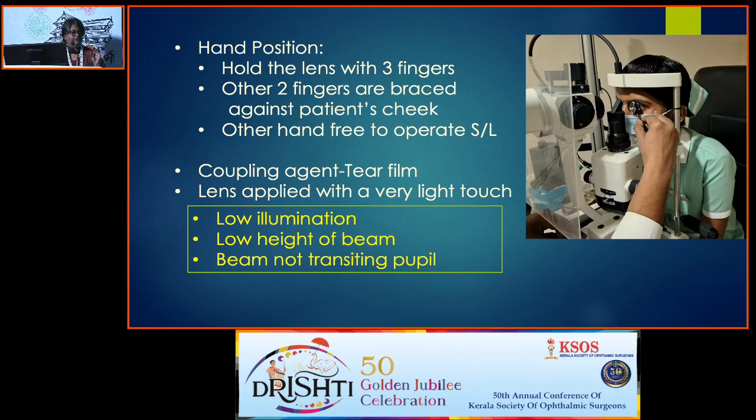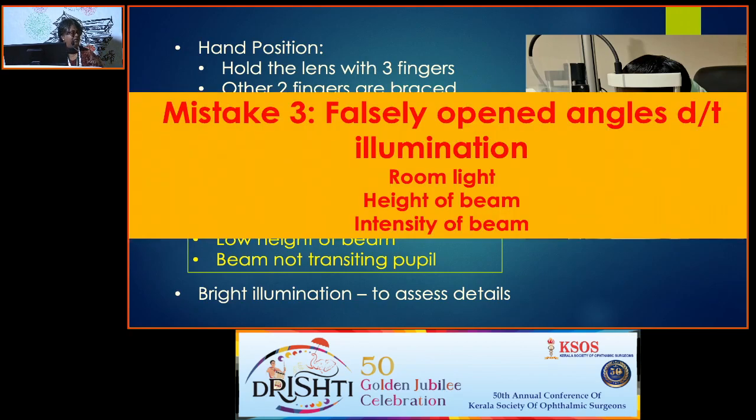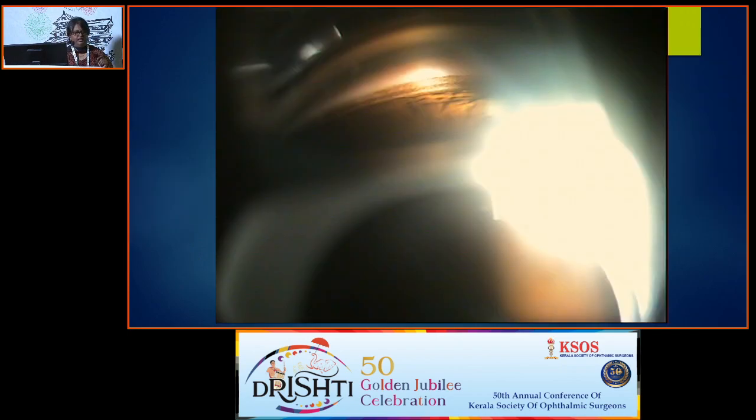Initially you have to use the lowest illumination, the lowest height of the beam that is possible. And when we transit, you can simultaneously look at the 4 angles. You don't have to rotate the gonio lens. When you are transiting, don't go through the pupil, go through the sides, so that you don't accidentally open up the angles. After that, you can use a brighter illumination to see the details in the angle. So mistake number 3 here is inadvertently opening the angles because of a higher illumination.